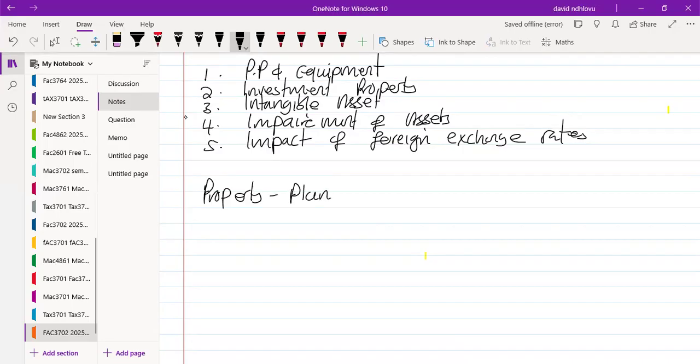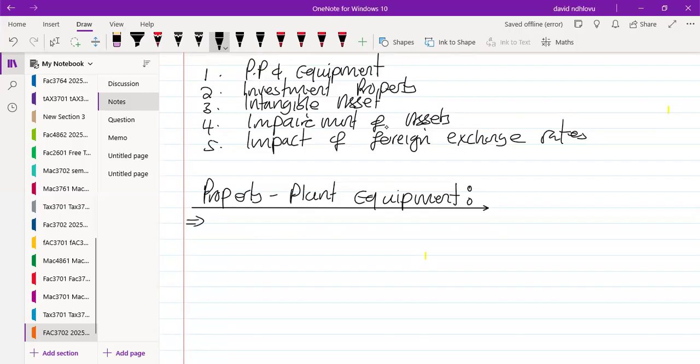Obviously, property, plant, and equipment is not new to you. You are here because you've done first level and second level accounting, and you did have a look at property, plant, and equipment. So we are basically just adding additional stuff to what you already know or understand from your prior studies. Let's look first at the definition of property, plant, and equipment.